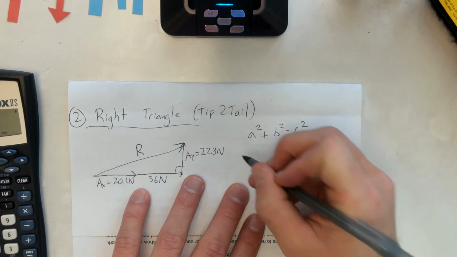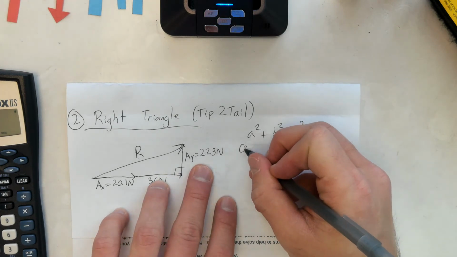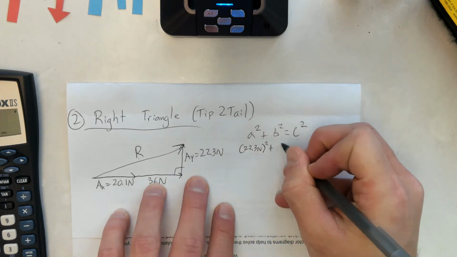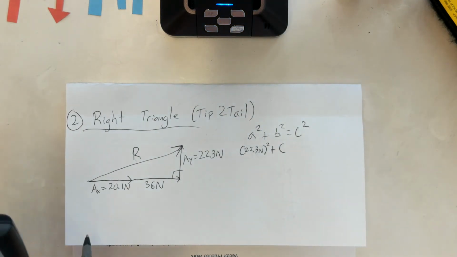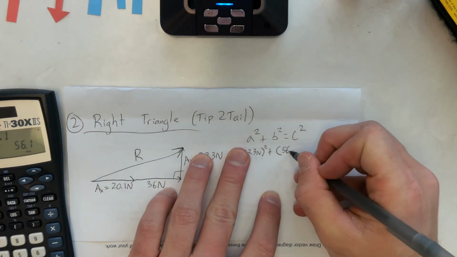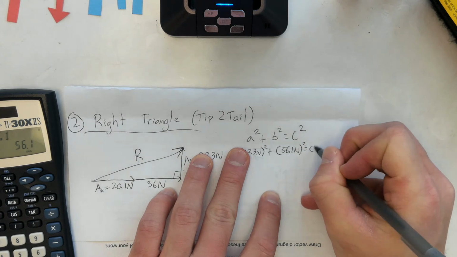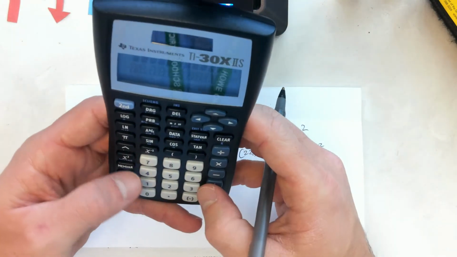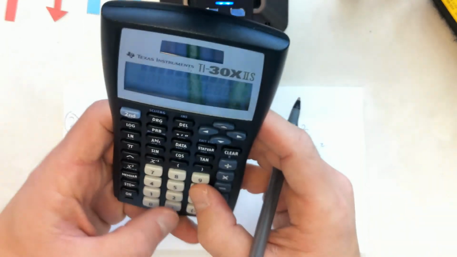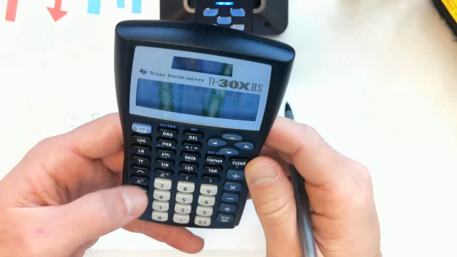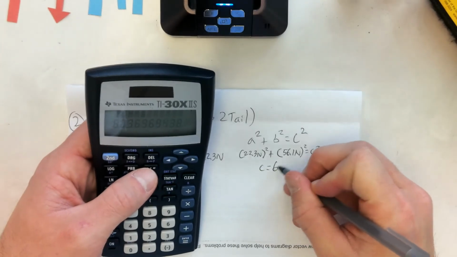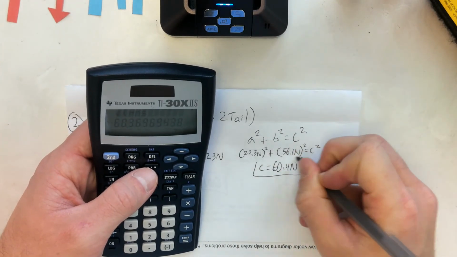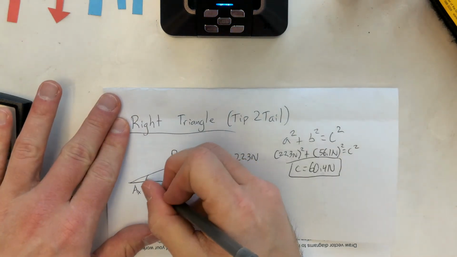So this equals c squared. So I have, we'll make A 22.3 newtons squared plus B, which is 36 plus 20.1. So 56.1 newtons squared equals c squared. So c equals, let's see, we do 22.3 squared plus 56.1 squared. And then we take the square root of our answer. And we get c is equal to 60.4 newtons. Very good.